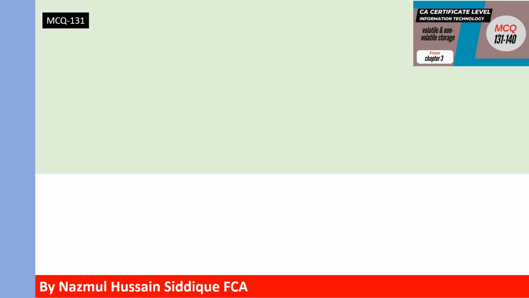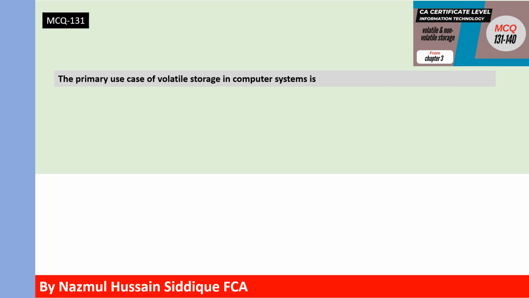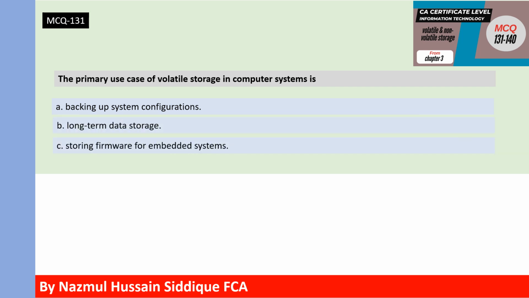First question. The primary use case of volatile storage in computer system is: A. Backing up system configurations, B. Long-term data storage, C. Storing firmware for embedded systems, D. Execution of applications and processing data.